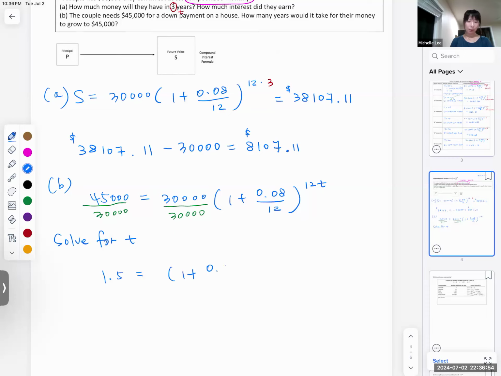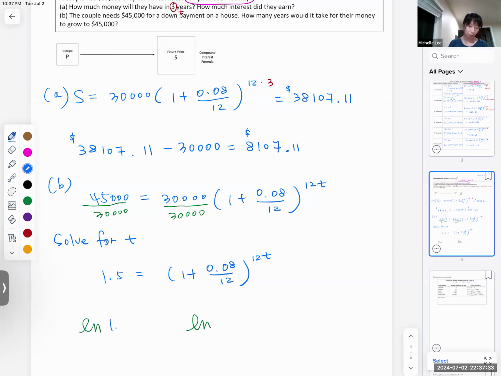1 plus 0.08 over 12, to the 12T. Okay, now we can calculate inside the parentheses, or we can bring down the power. We can do that too. How do we bring down the power? We take the ln, or the log, of both sides. So let's do it. Take the ln of both sides.